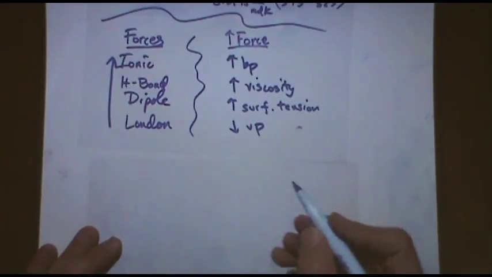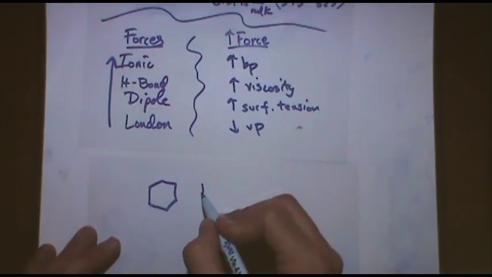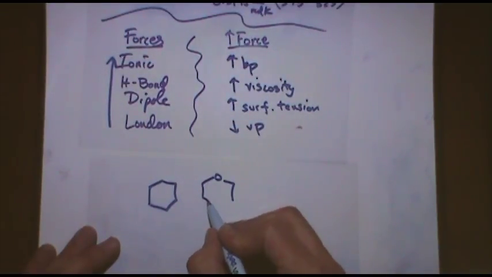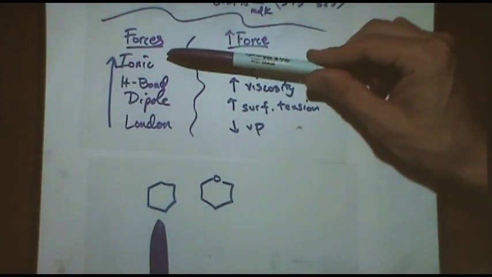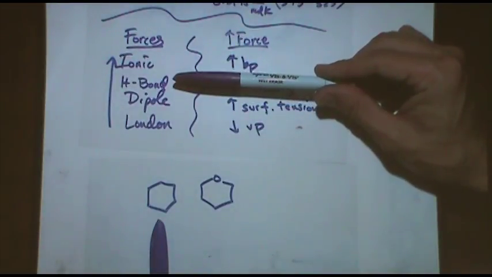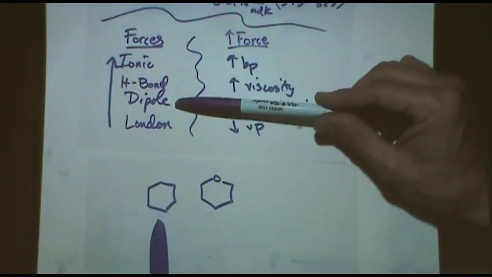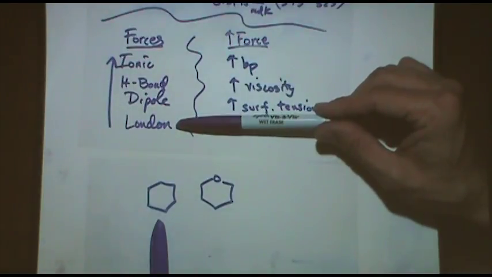All right, so let's say I give you two molecules. Oh yeah, I like this. Okay, so what you want to do is determine the dominant force in each molecule. So here's how I do it. Start here, for example. I ask myself, is it ionic? Well, there's no metal, so it can't be ionic. Is there an H bond? No, there's no hydrogen connected to an oxygen, fluorine, or nitrogen. Does it have a dipole? No, it's totally symmetric. So by default, it's just London, okay?